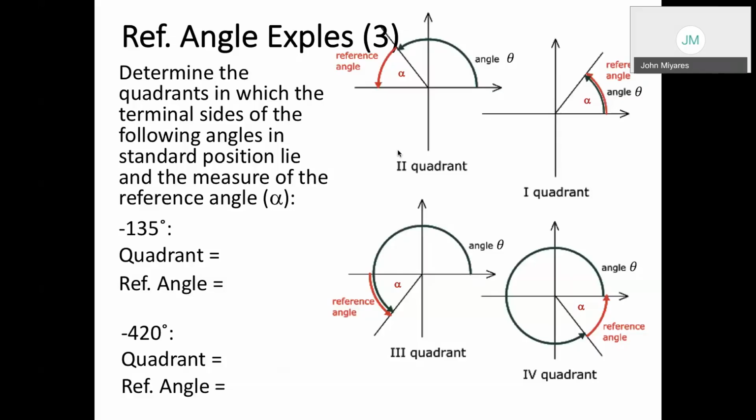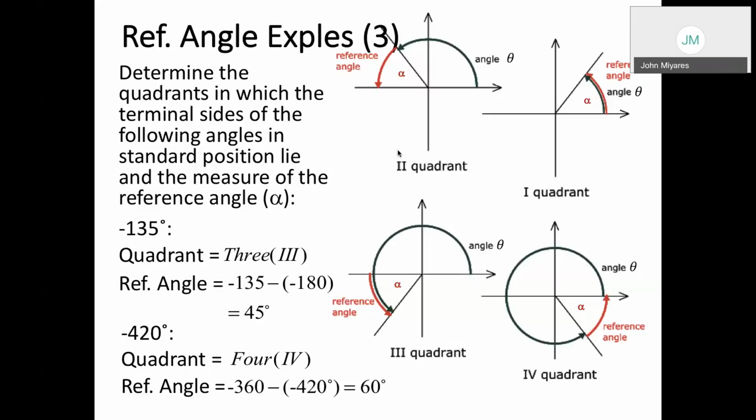So negative 135 degrees falls into quadrant 3, and the reference angle is going to be 45 degrees because we're only 45 degrees away from the negative x-axis. With negative 420 degrees, you're going around one full circle clockwise and then an extra 60 degrees, which will put you into quadrant 4. Then the reference angle is going to be 60 degrees because you need to go 60 degrees backward to get back to the nearest x-axis.